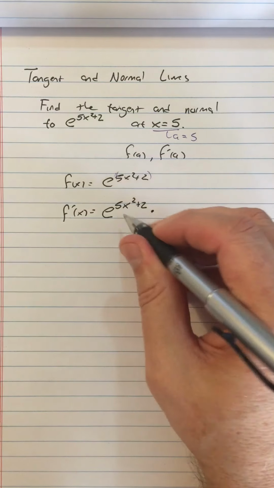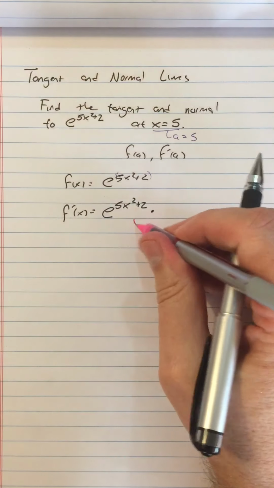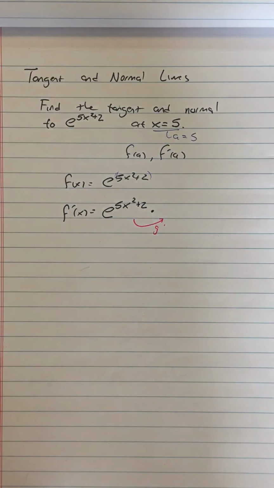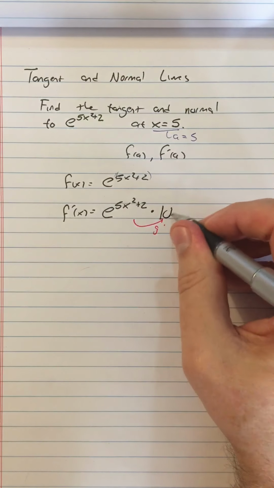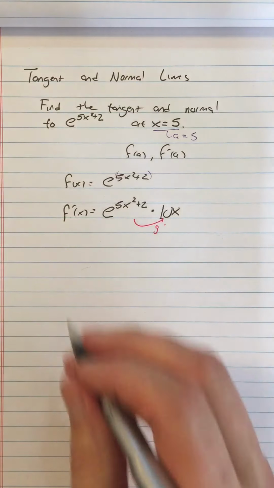And then I have to go times the derivative of the inside function. That's what we usually call g prime, right? So we're going to go times g prime. That's going to be 10x. Now, I could probably just leave f prime like that if I want.